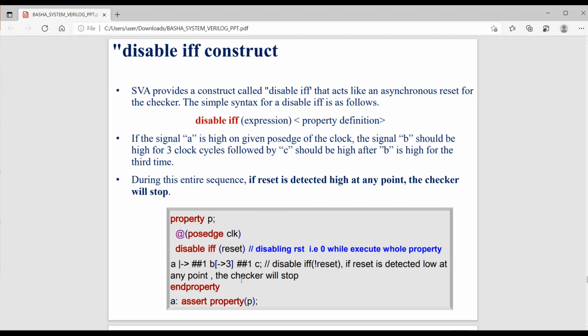See, in the starting of the assertion concept only, I have said you have a reset signal. Initially it should be high. After 10 nanoseconds, it should be zero. So we don't know whether again it might go up or not, right?